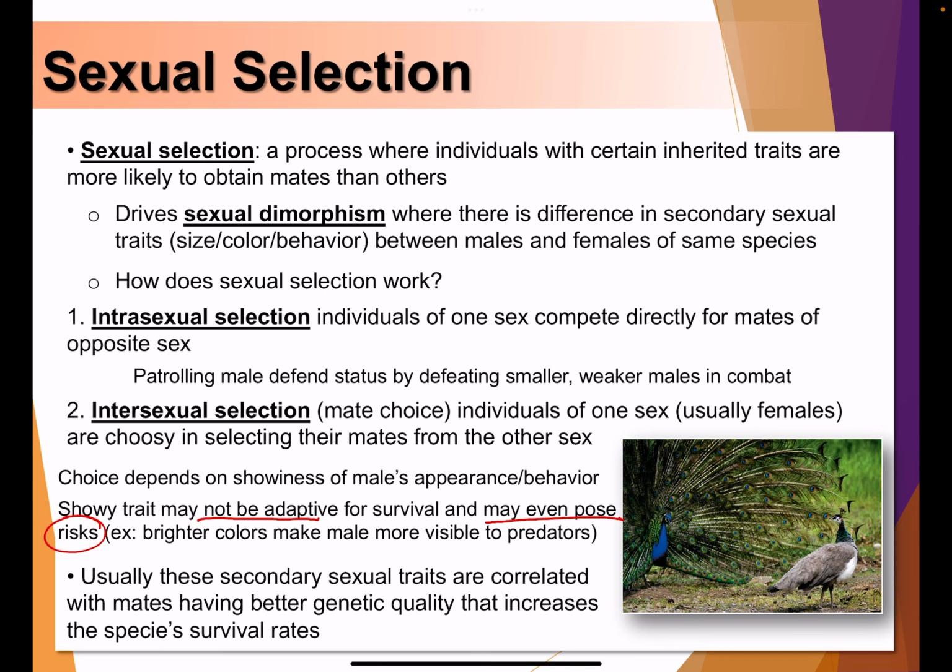So in addition, usually these secondary sexual traits are correlated with mates having better genetic quality that increases the species' survival rates. Now this is pretty interesting. When we're talking about, let's say, just like in this picture here, a female peacock preferring a brighter colored male peacock, it's not like that female peacock can see, oh, that's a male with higher survival rate offspring. Okay, they don't know that, but they just know that this male has very pretty colors, maybe even behavior that separates them from the other males.